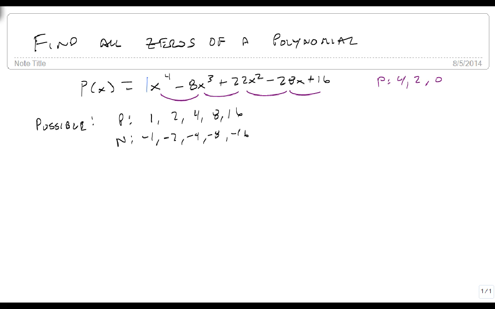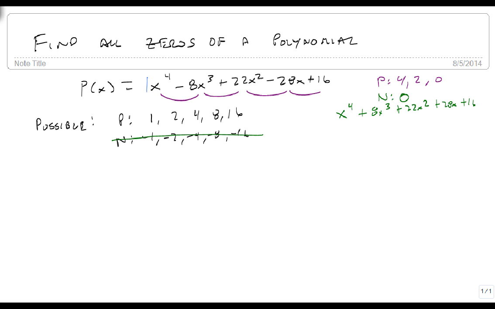For the negatives, though, we just need to rewrite this quickly. It's going to change to x to the fourth plus 8x cubed plus 22x squared plus 28x plus 16 with no sign changes. So for the negative case, there's 0. That means I just single-handedly, with Descartes' rule of signs, ruled out half of the numbers we have to look at. All of the real zeros we find have to be positive.